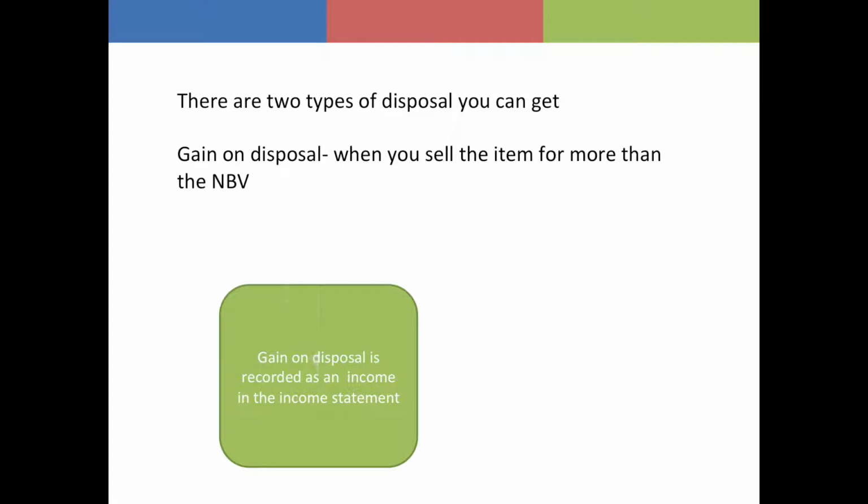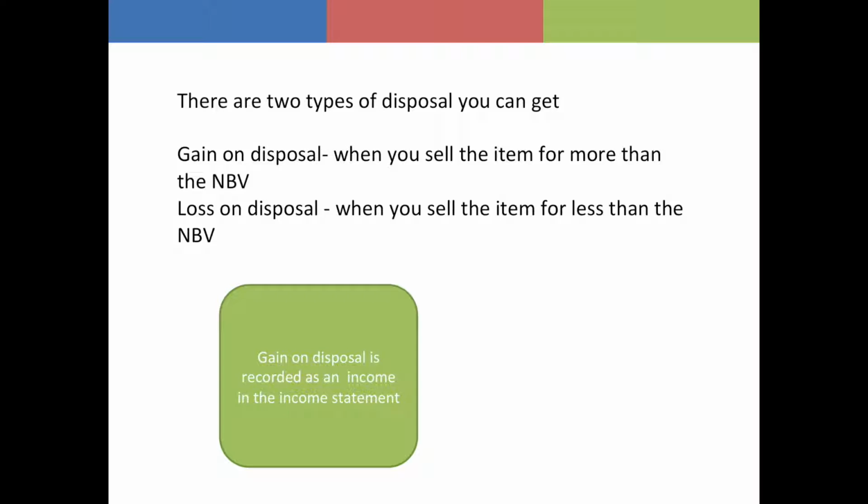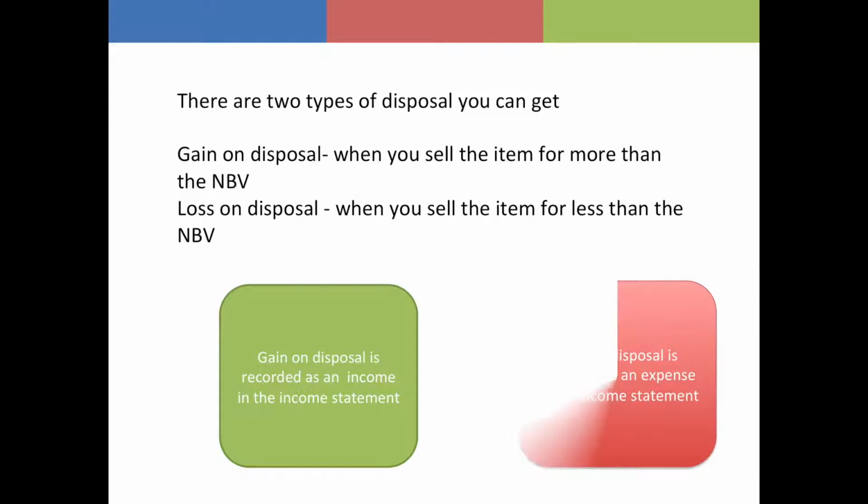Loss on disposal. This is when an asset is sold for less than the net book value and you take the difference between the net book value and the selling price. This is recorded as an expense in the income statement.